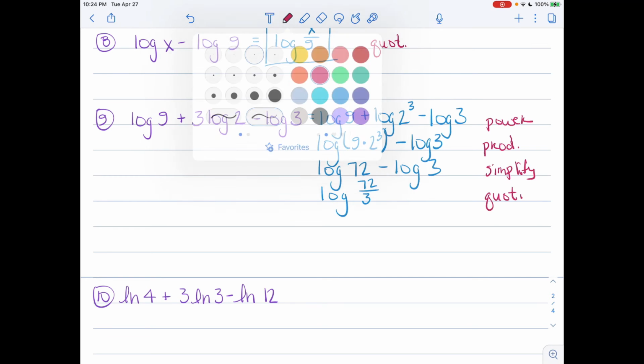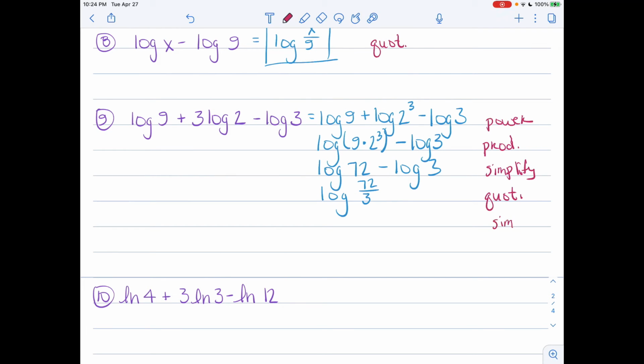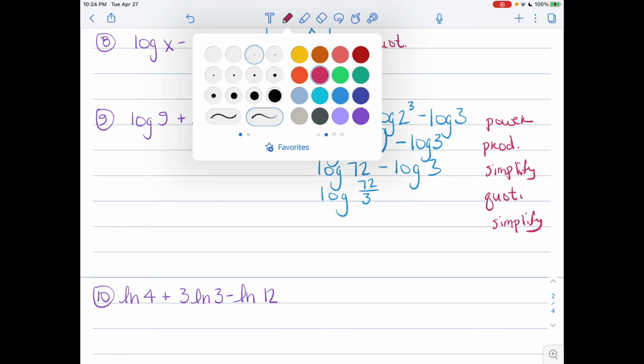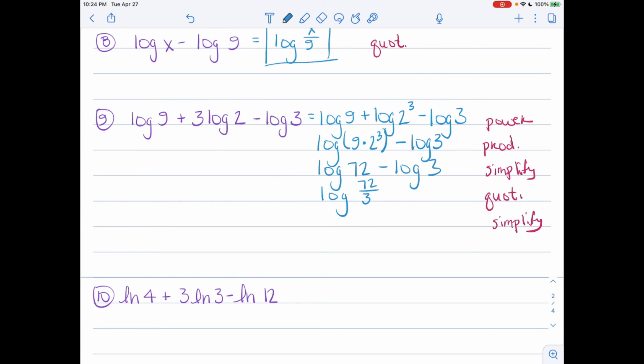Finally, I can simplify again, because 72 over 3 is just a fraction, and I can simplify it. 3 will divide into 72 24 times. So my very final answer is log of 24.